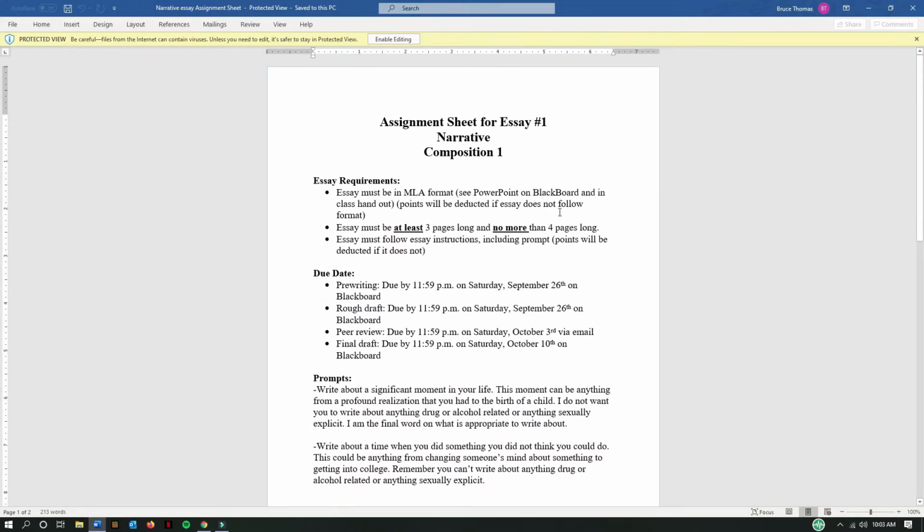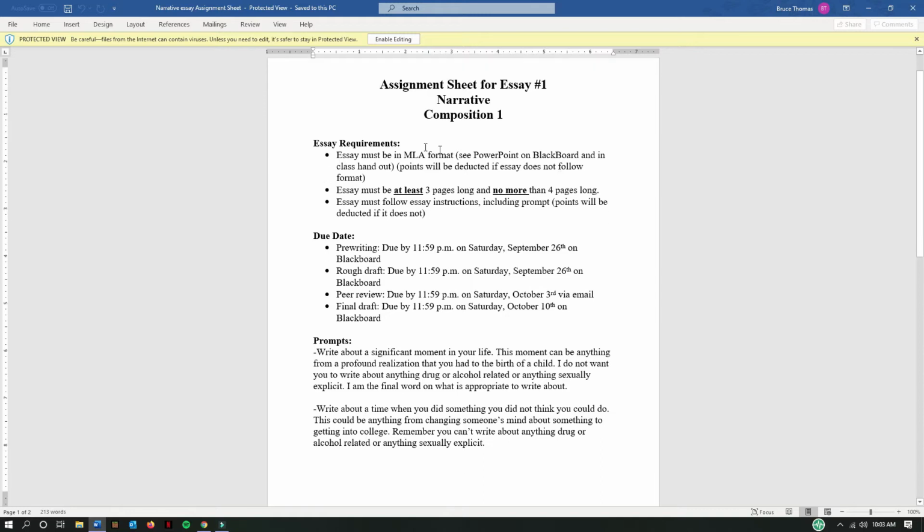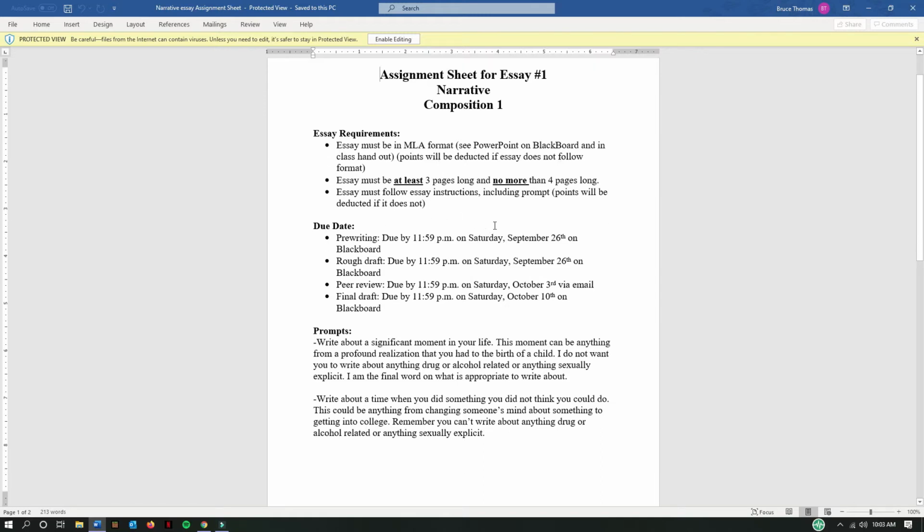So on the assignment sheet, essay must be in MLA format. I have a PowerPoint on Blackboard for that. Points will be deducted if it doesn't follow the MLA format. Your essay has to be at least 3 pages and no more than 4. Essay must follow essay instructions, including prompt.